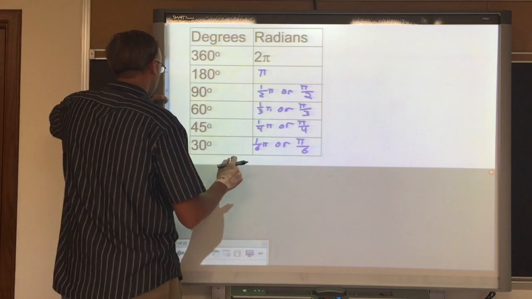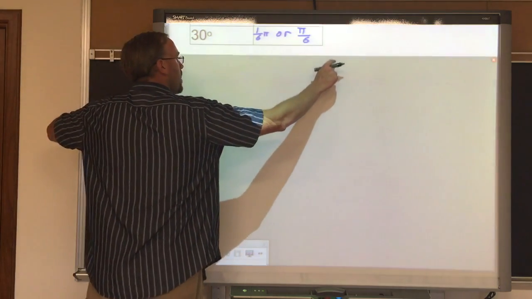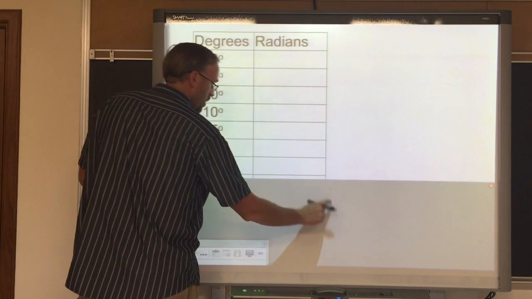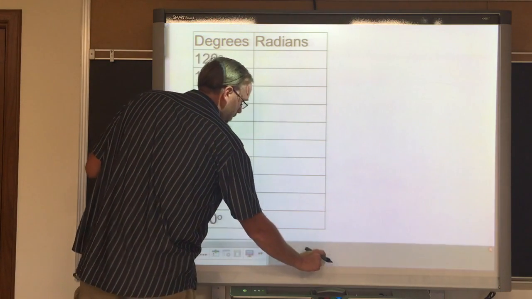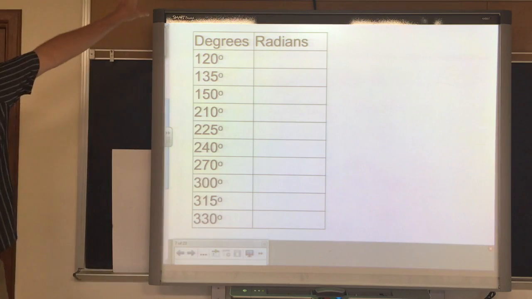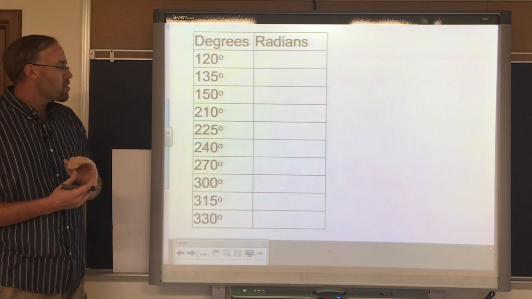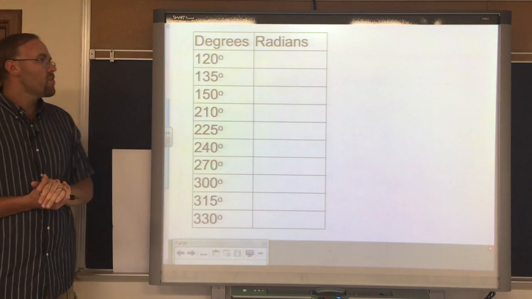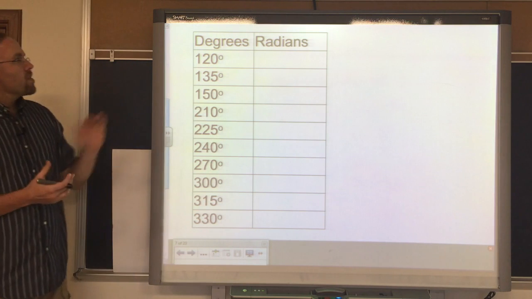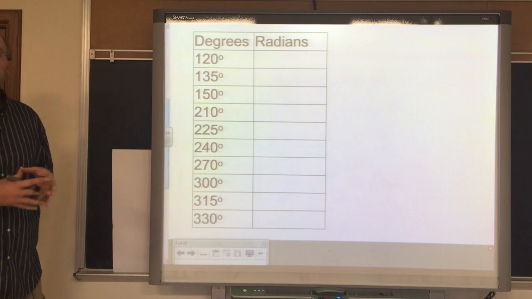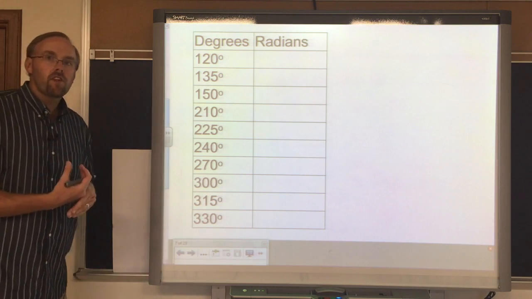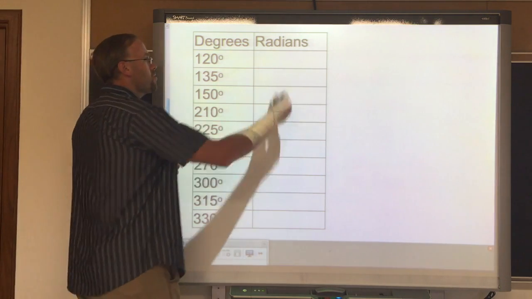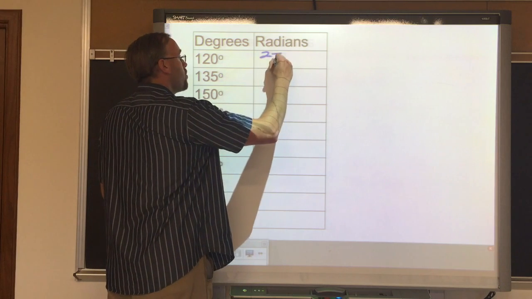Now, down here, we have another chart. Using the angles that we had above, those are basic building blocks that allow us to fill in all of these other angles. So let's see, 120, well, that's twice as big as 60, and 60 is 1/3, or pi over 3. So that's going to be twice as big. So that's going to be 2 pi over 3.